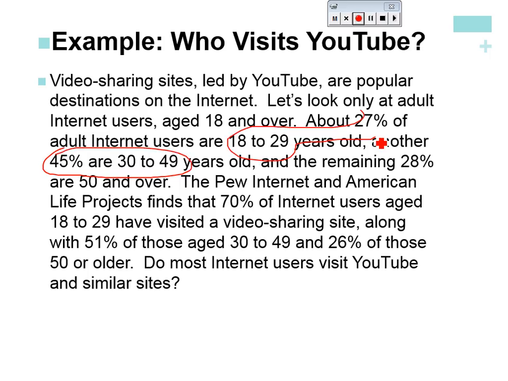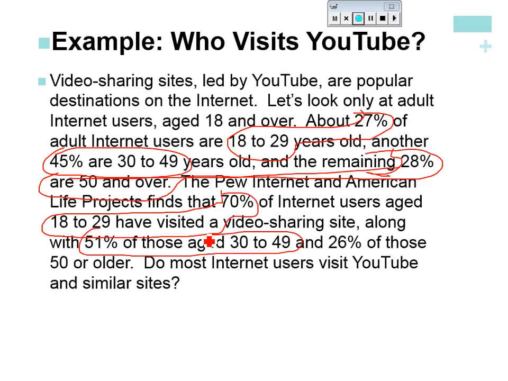So I got this here. And then the remaining 28% are 50 or over. So that's this group here. The Pew Internet and American Life Project finds that 70% of internet users aged 18 to 29 have visited a video sharing site. So that's this group here. 51% of those aged 30 to 49 have, and then finally 26% of those 50 or older. And the question says, do most internet users visit YouTube and similar sites?